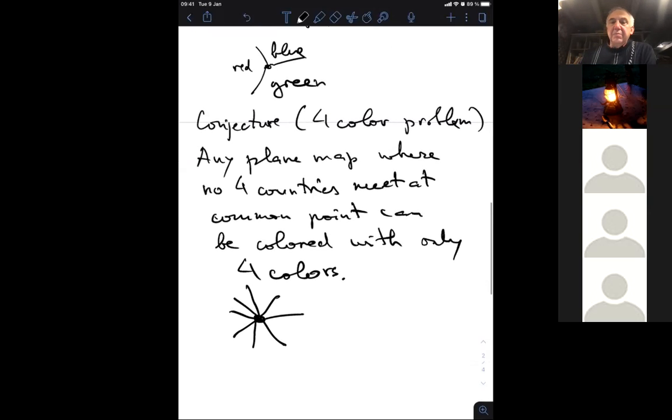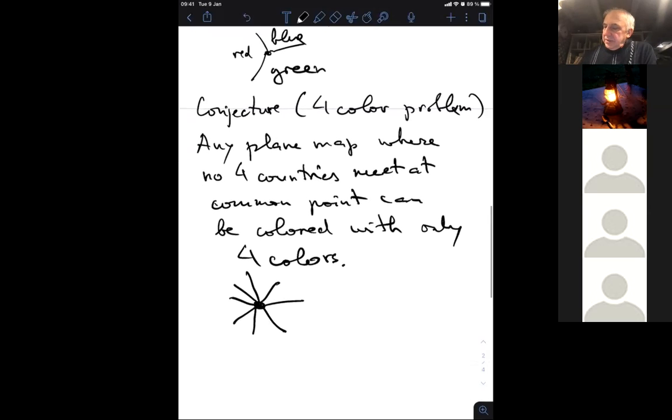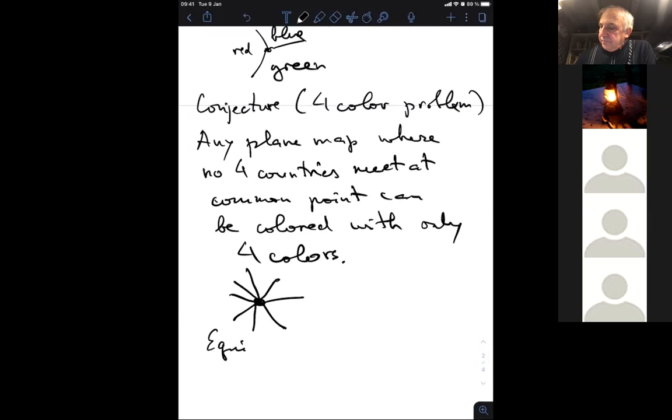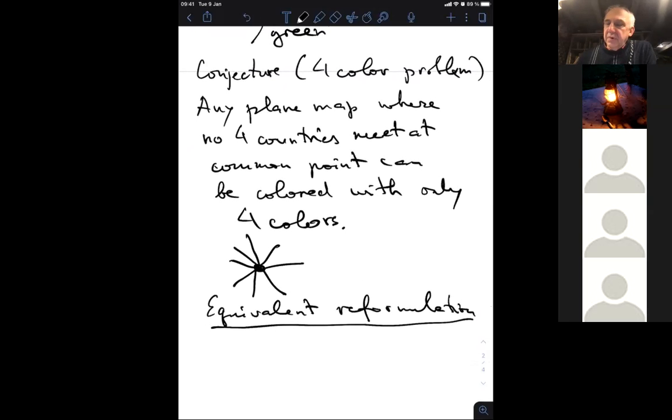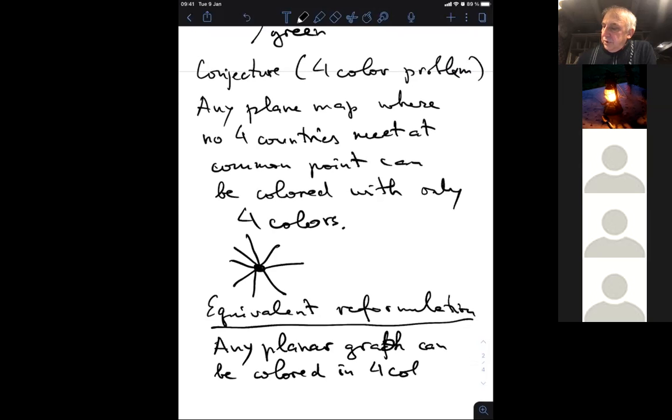Okay, so this problem can be easily reformulated in terms of graph theory. So an equivalent reformulation would be, and that's what mathematicians were working on for quite a long time: any planar graph can be colored in 4 colors. And what do I mean by that?